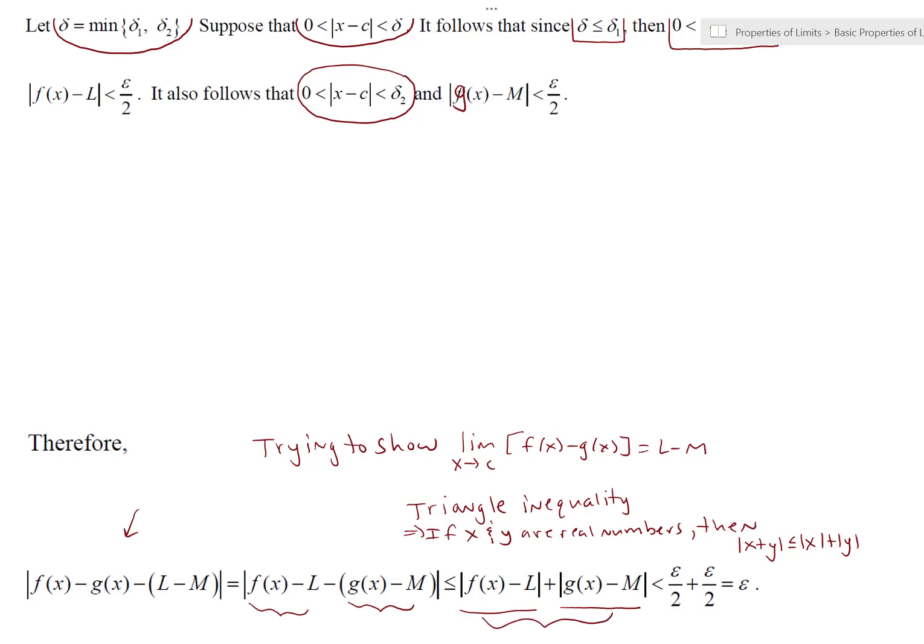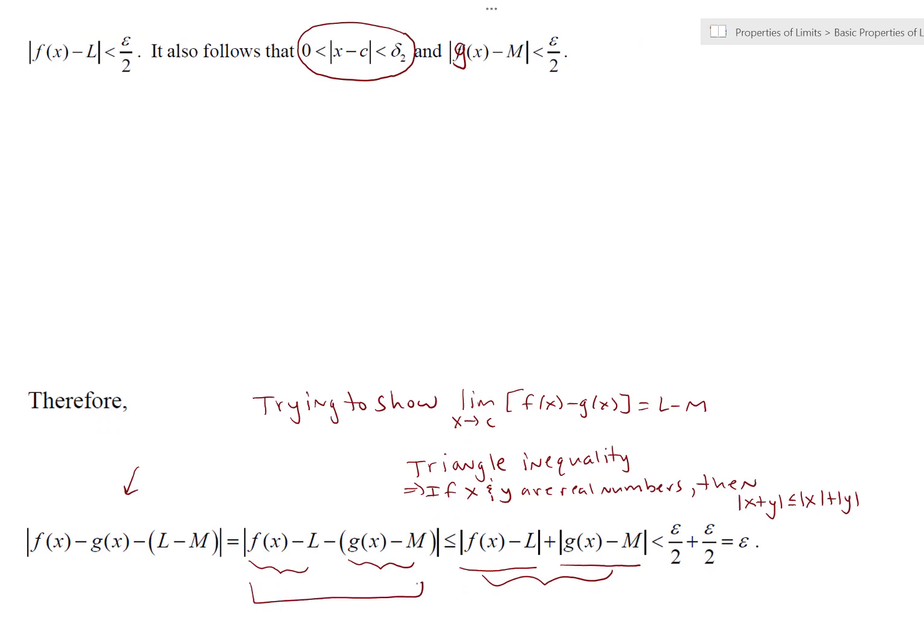We have on the left of this entire thing some quantity f of x minus L minus some other quantity g of x minus M. And by the triangle inequality, that should be less than or equal to the first part, f of x minus L in magnitude, plus the second part, g of x minus M in magnitude. But because we know that f of x minus L is less than epsilon over 2 by our first definition, and we know that g of x minus M is less than epsilon over 2 as well by the second definition, well then, this entire quantity is less than epsilon over 2 plus epsilon over 2, which is epsilon.